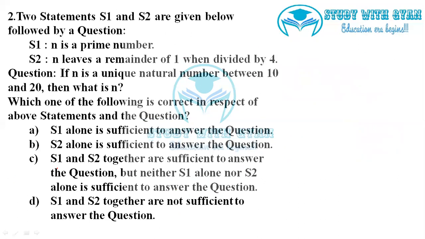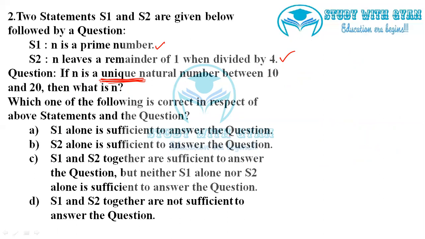Question number 2. Again, two statements are given. S1 is saying n is a prime number. S2 is saying n leaves a remainder of 1 when divided by 4. And the question is, n is a unique natural number, just point out this, a unique natural number between 10 and 20. Then what is the value of n? Again, there are four options.